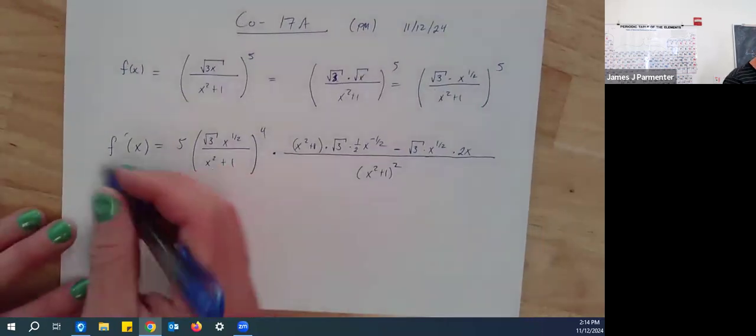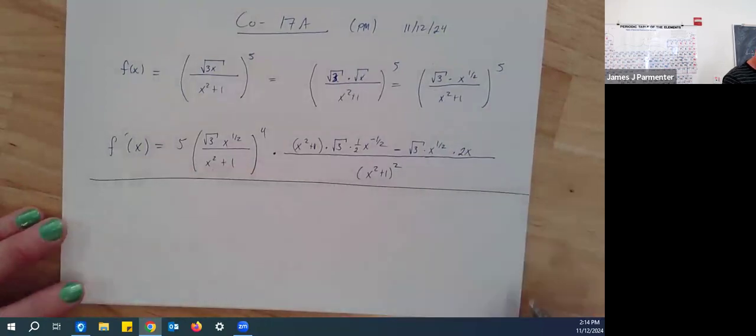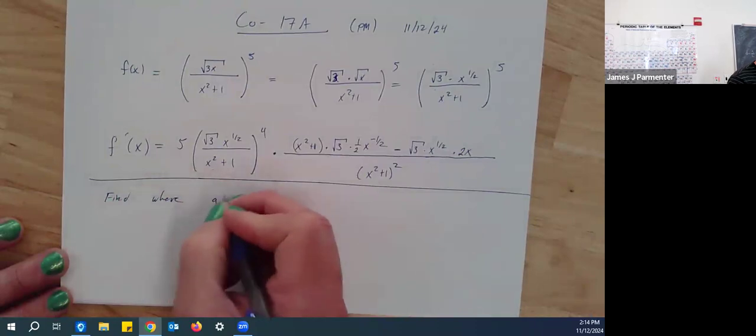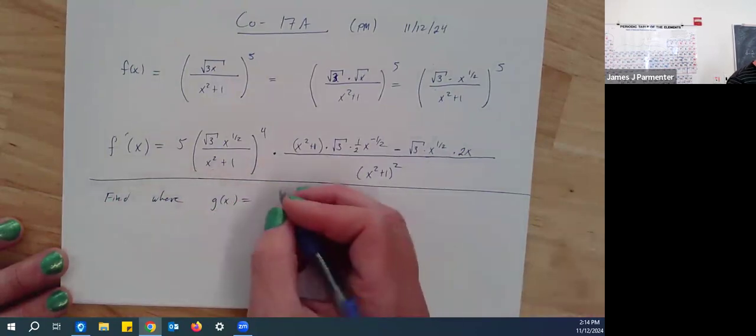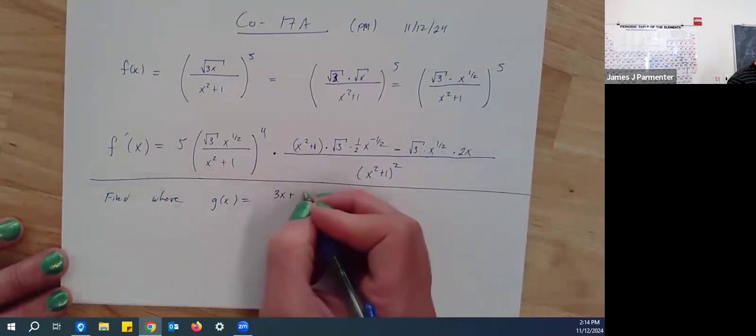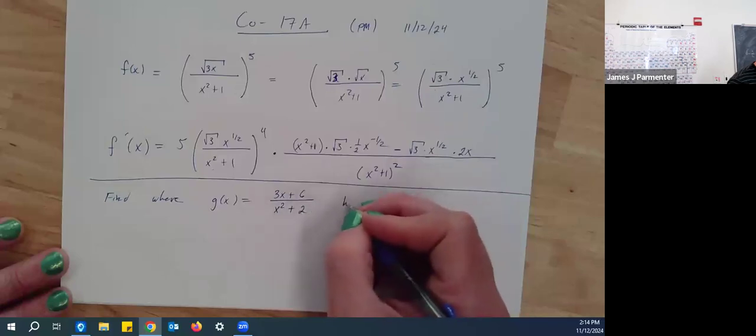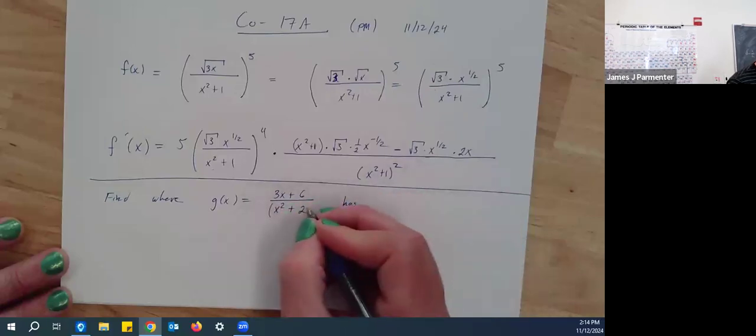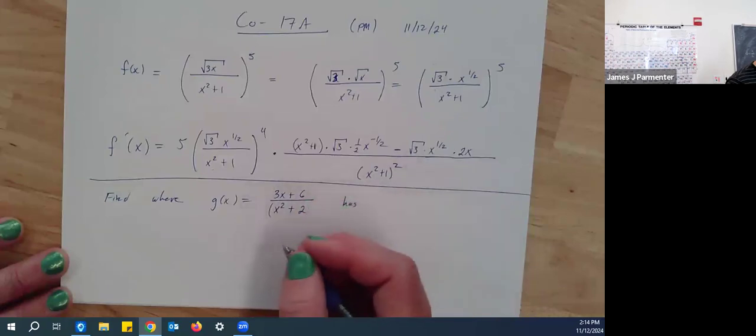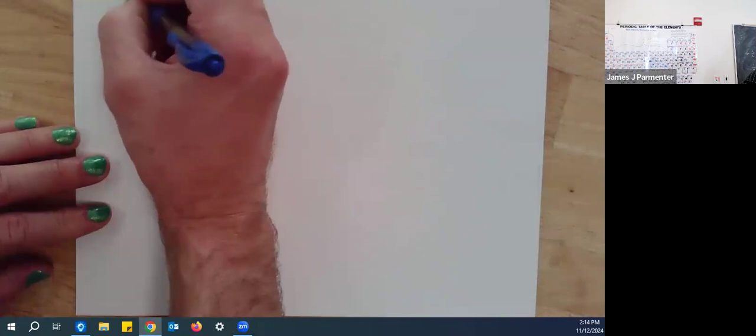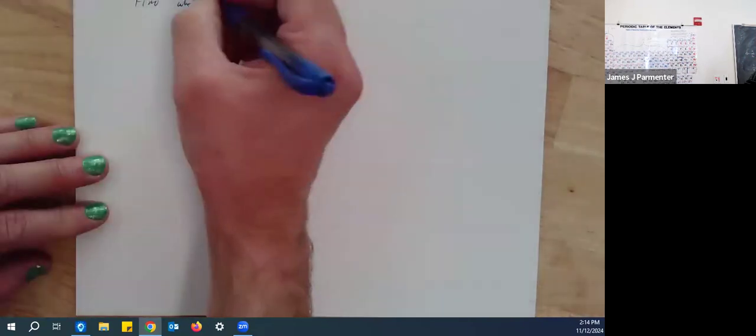So we want to find where g of x equal to 3x plus 6 over x squared plus 2. I'm blowing it. That's not what I wanted at all. Sorry, let's scratch that. Apologies. Sometimes you make up something and you realize that's not going to work out. Let's try the following. Plus, I was going to run out of room there anyway.